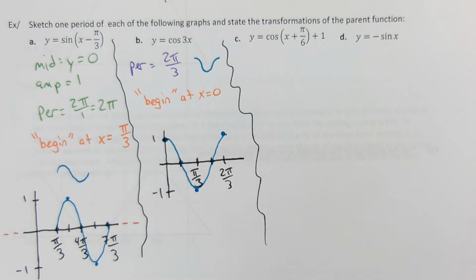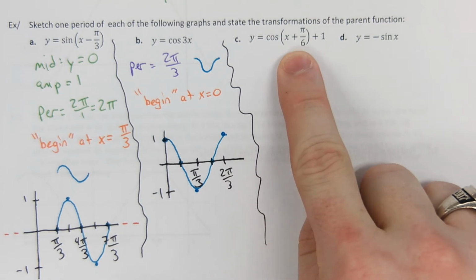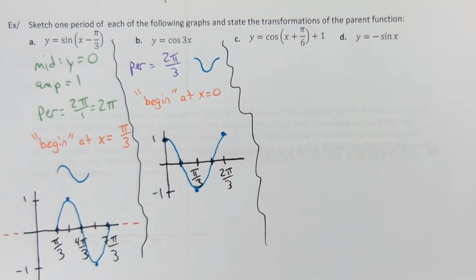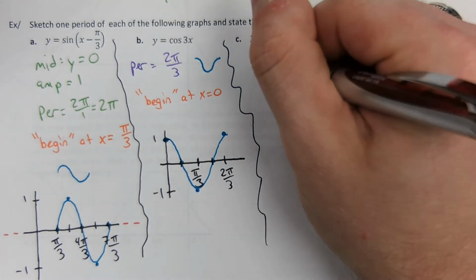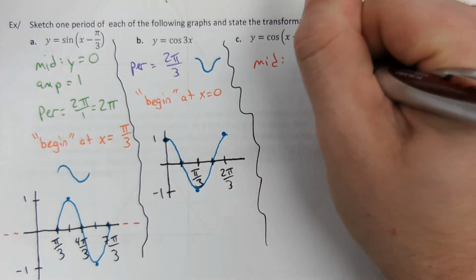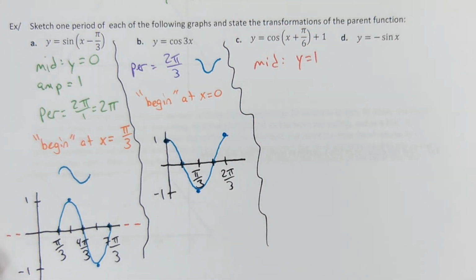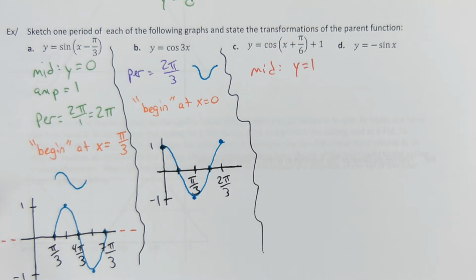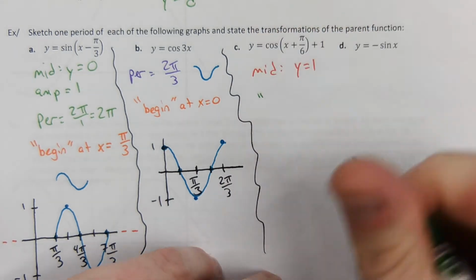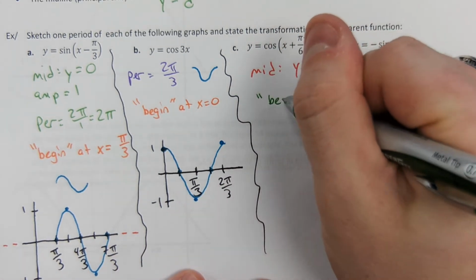All right, part C. Part C has 2 transformations. It's going to shift left, and it's going to shift up. Amplitude has not been changed. Period length has not been changed. Our midline then is y equals 1. And the number that makes the inside equal 0 is where we're going to, quote unquote, begin. We're going to begin at negative pi over 6.